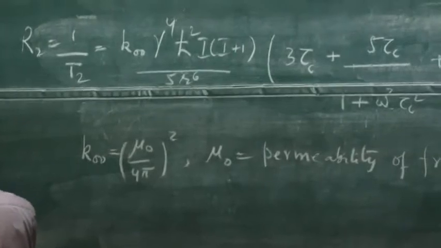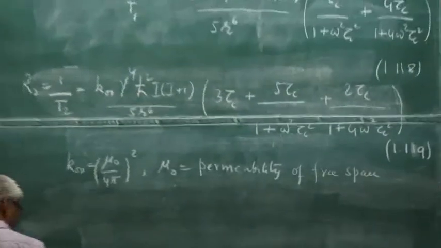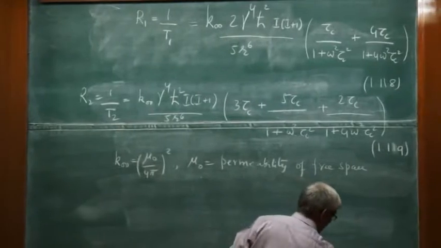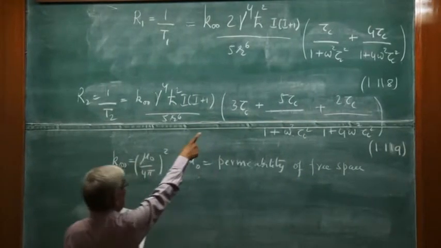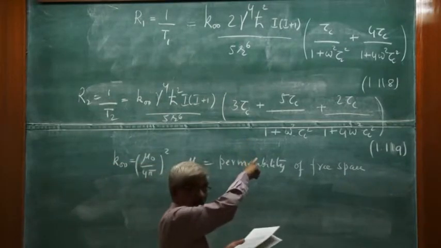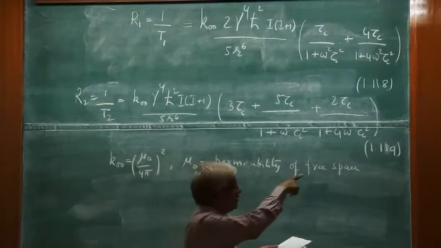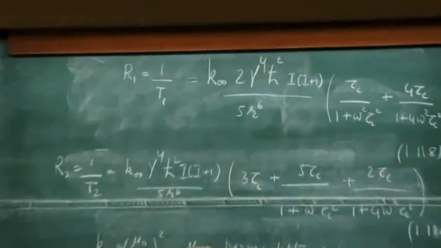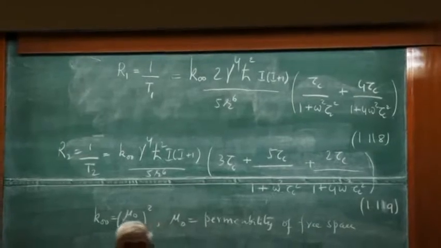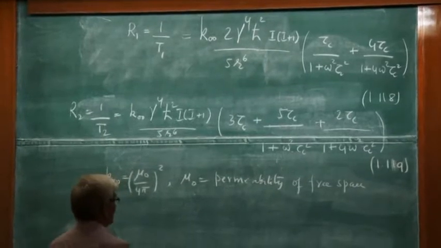And you see here from this equation, R1 has the J1 dependence and the J2 dependence. The first term is the J1, omega squared tau c squared. The second term is 4 times omega squared tau c squared, that means it is the J2. And R2 has J0, J1, and J2, all three. They will all contribute here.